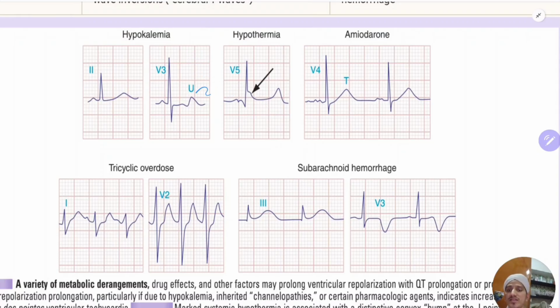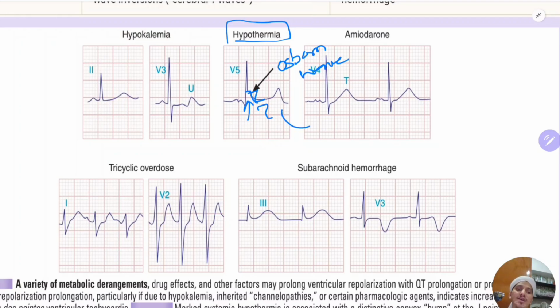Okay, so see, this is hypokalemia. We have seen this. So this is an ECG of hypothermia. This is known as Osborn wave. What is Osborn wave? It is a hump at the J point. Humping at the J point is Osborn wave.